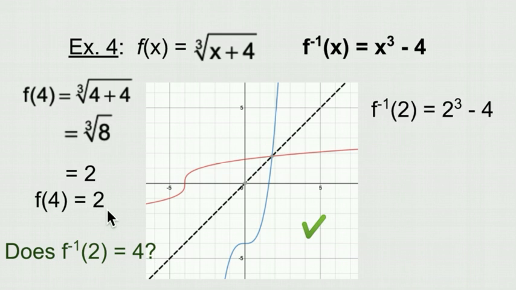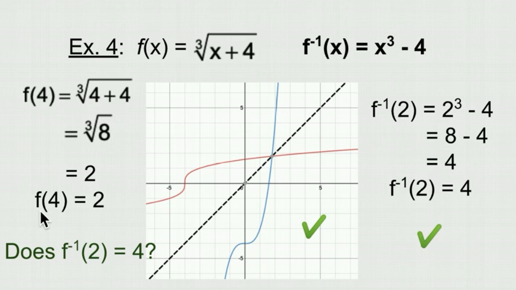So let's find out what f inverse of 2 is. F inverse of 2 would be 2 cubed minus 4, which is 8 minus 4, which is 4. So yes, f of 4 equals 2, and f inverse of 2 does equal 4. So it looks like I may have the right inverse function. Remember, this is a proof by example, which doesn't really prove anything, but it's a good way to check your work.